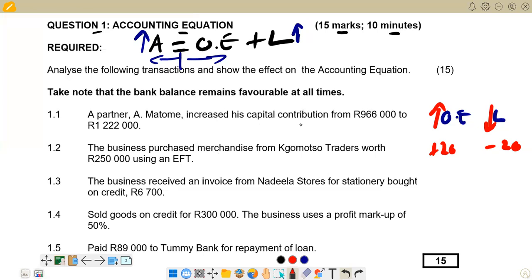So let's move on to the first part, which says a partner, A. Matome, increased his capital contribution from 966,000 to 1,222,000. So basically, we are having an increase in the capital contribution. In other words, the capital has increased. Let's first see by how much. We say 1,222,000 minus 966,000. The difference becomes 256,000.